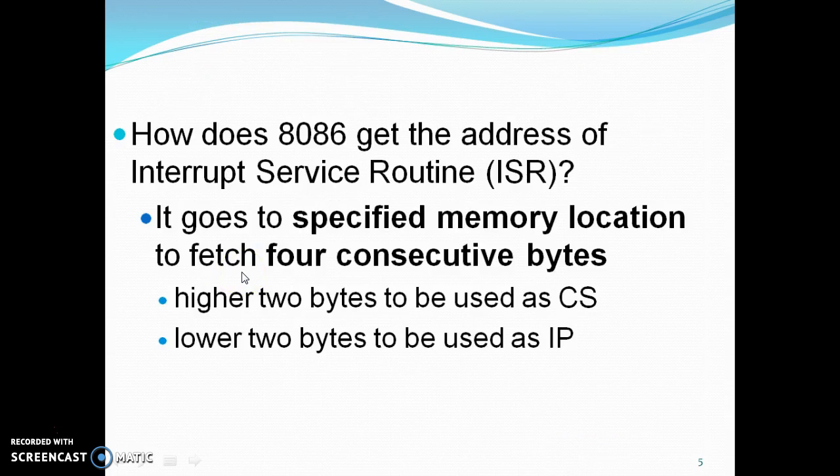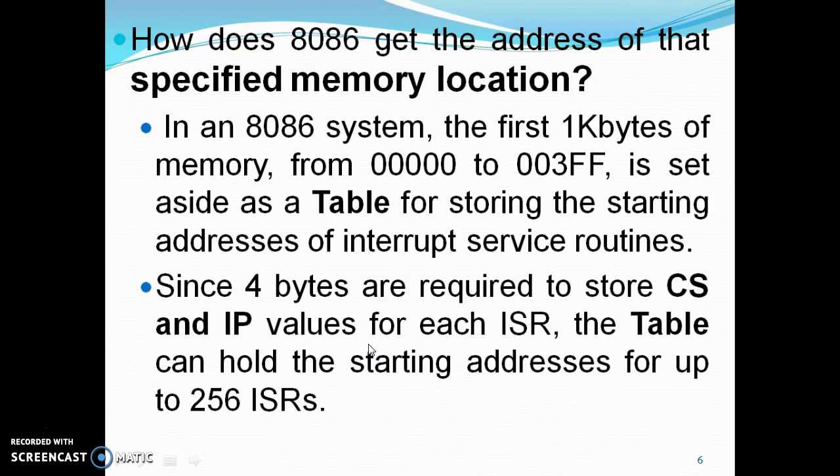Now the next one is how the 8086 gets the address of the interrupt service routine, that is ISR. It goes to the specified memory location to fetch 4 consecutive bytes. Now why is it 4 consecutive bytes? Because we know that the code segment register as well as the instruction pointer are 16 bit. So 2 bytes will be used for CS and 2 bytes for IP. In this case, always the higher 2 bytes are used for CS and always the lower 2 bytes are used as the instruction pointer, that is IP.